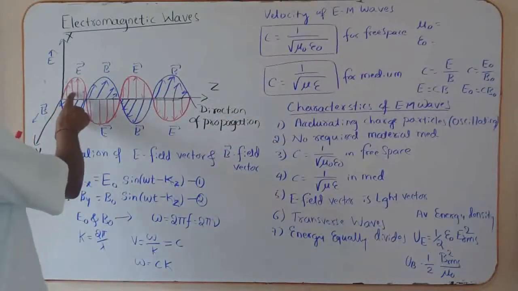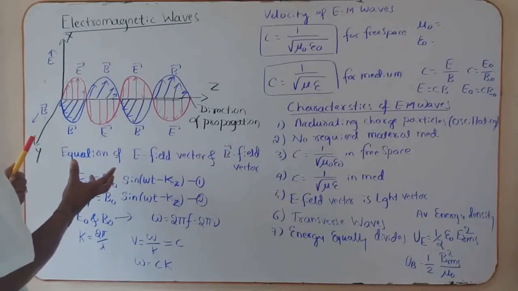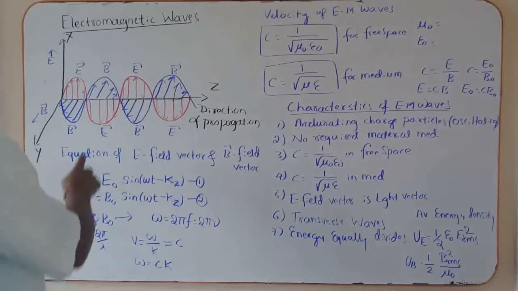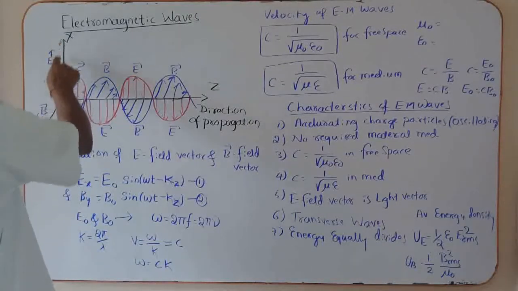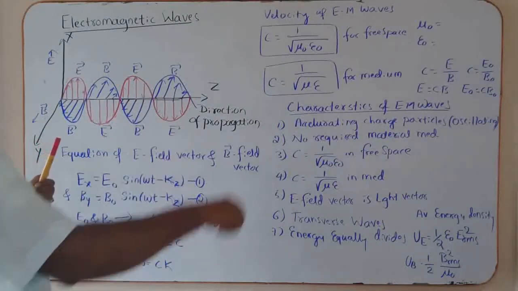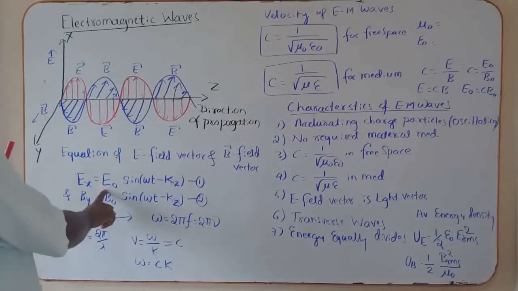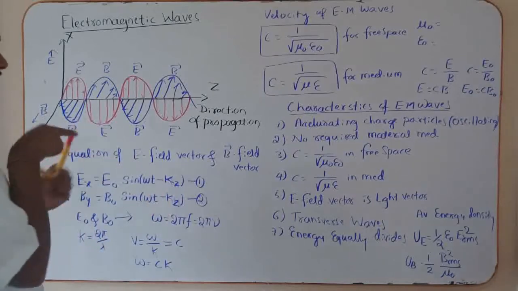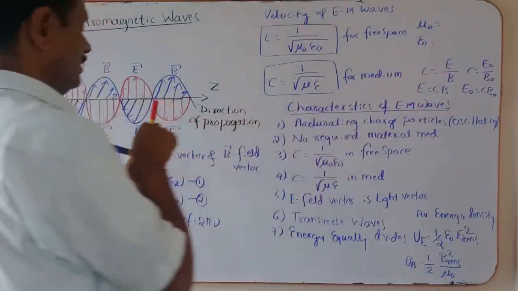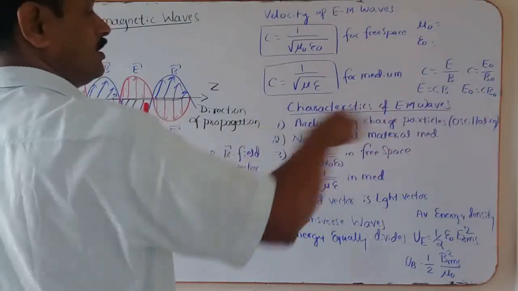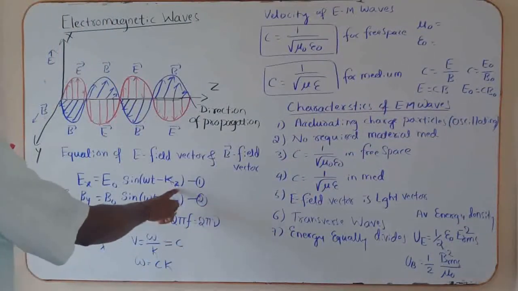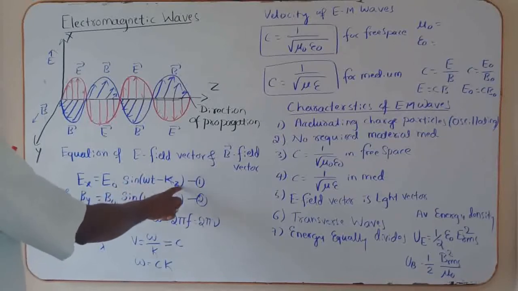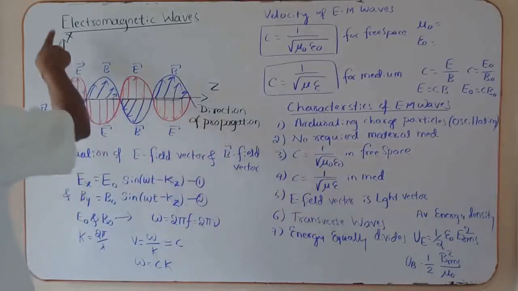Now this is the electric field vector. It varies sinusoidally or simple harmonically. Now how does it vary? It varies along the x-axis. Therefore, you have to write Ex is equal to E0 sin(omega t minus k z). Z indicates the direction of the propagation. The wave propagates along the z-axis. Ex is equal to E0 sin(omega t minus k z) is the electric field vector.